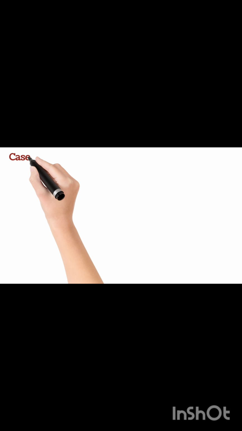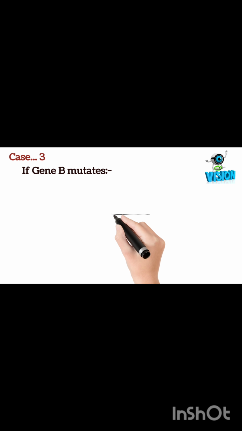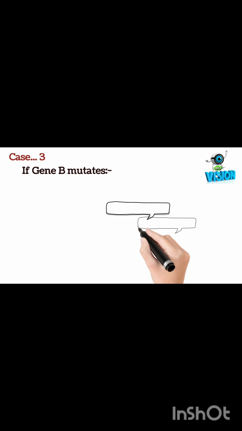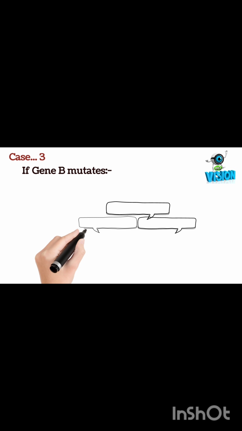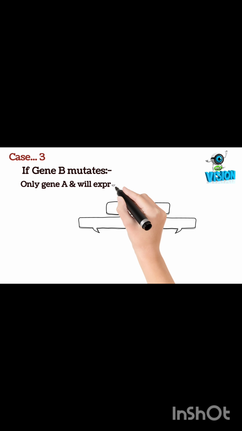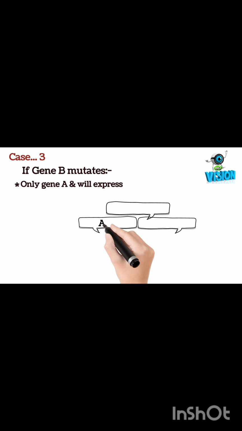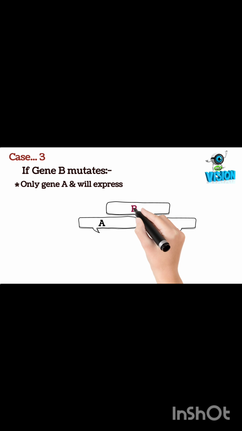Right, now let us talk about the last case, number 3. That is, if gene B gets mutated, what will be the possibility of new flower whorls in the mutated flower? So let me show you the last diagram of this very topic. If gene B gets mutated, only gene A and C will get expressed. Mind this point. Let me show you here. This is A gene, this is C gene. As B gets mutated, it will remain recessive.